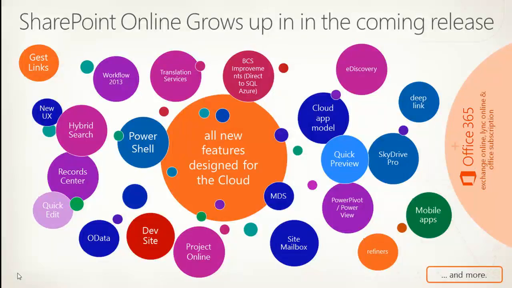So bringing PowerShell is pretty powerful. We've improved what we can do with BCS. BCS is a service that we use to connect to on-premises line of business applications like CRM or SAP. And you can now use BCS to go directly to SQL Azure. In the past, we had to use a middle point, a WCF endpoint, and now we can go direct to SQL Azure.